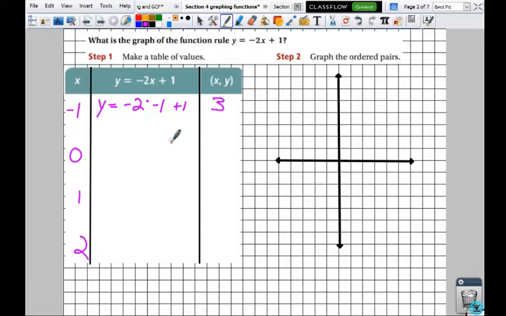Alright, we are graphing y equals negative 2x plus 1. We're going to make a table, and then we're going to graph it once we're done. So when we make our table, we're going to pick x's to plug in. And we're always going to pick the same x's. Negative 1, 0, 1, and 2.